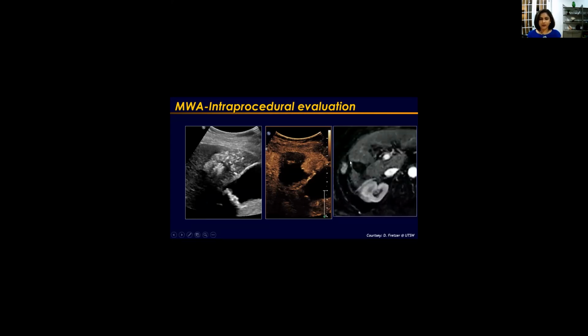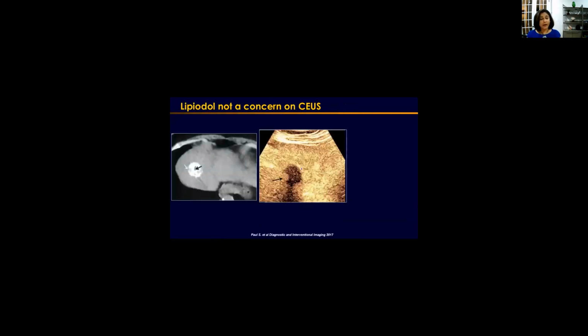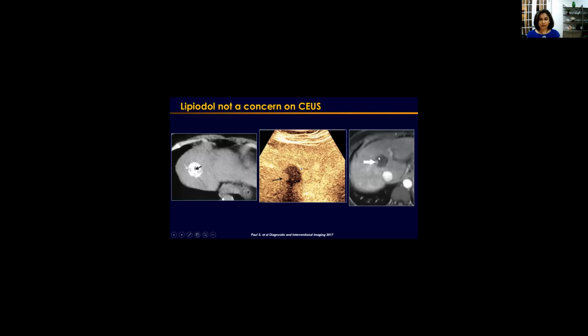The MR was done after 3 months, and we did not see any enhancing component within the cavity or along the margin. Lipiodol is not a concern on contrast ultrasound, just like MRI. Even a small component of tumor tissue, if present, can be seen with contrast-enhanced ultrasound. The lipiodol cavity in itself, if it's completely treated well, is seen as an area of decreased echogenicity. The corresponding MRI showed a similar enhancing component within the margin of the tumor.